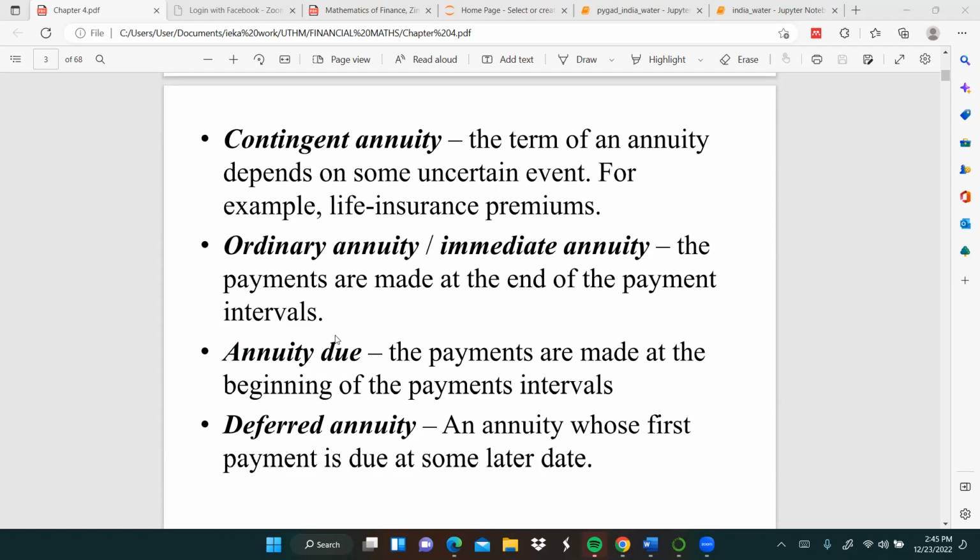And then we have annuity due. The payments are made at the beginning of the payment intervals. Okay, that is annuity due. And then we have deferred annuity, an annuity whose first payment is due at some later date.